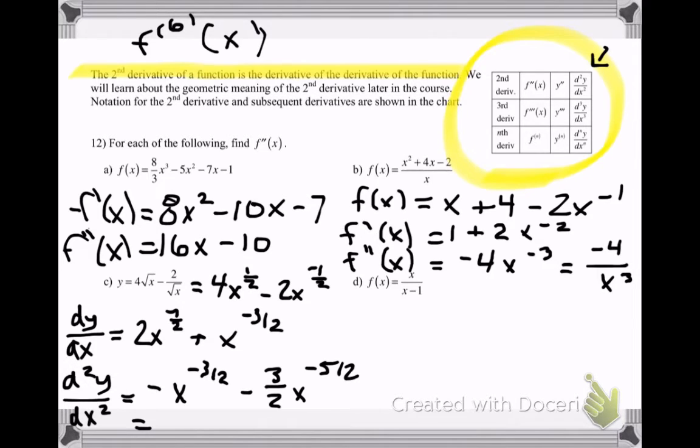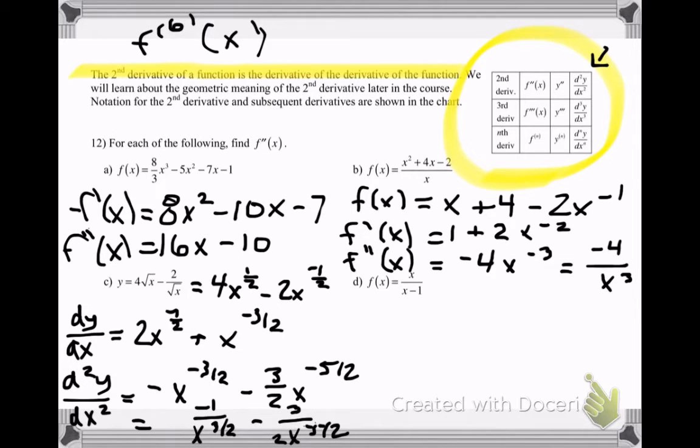Now would be a good time to fix my negative exponents since I'm done. So I get negative 1 over x to the 3/2 minus 3 over 2x to the 5/2. Okay? Let's look at the last one.